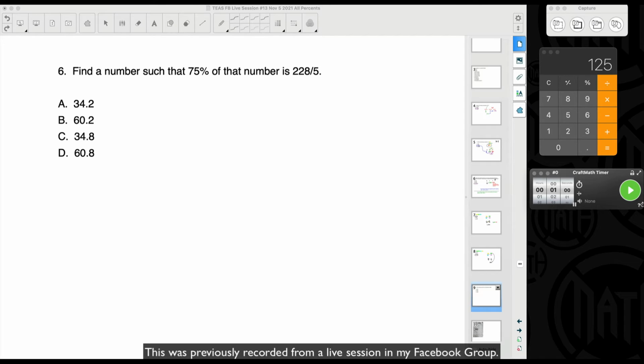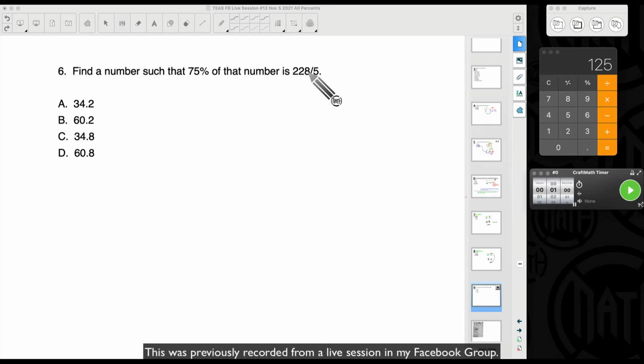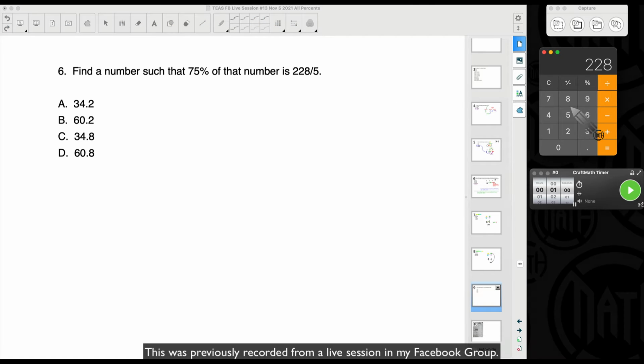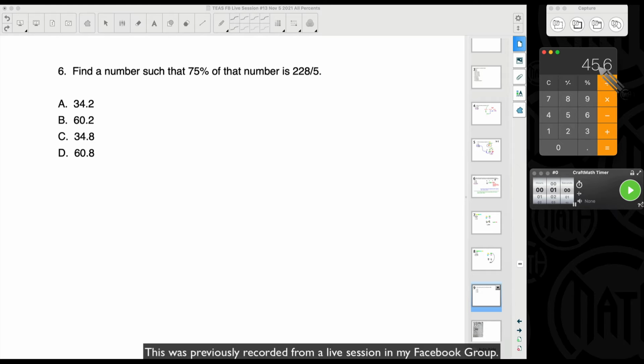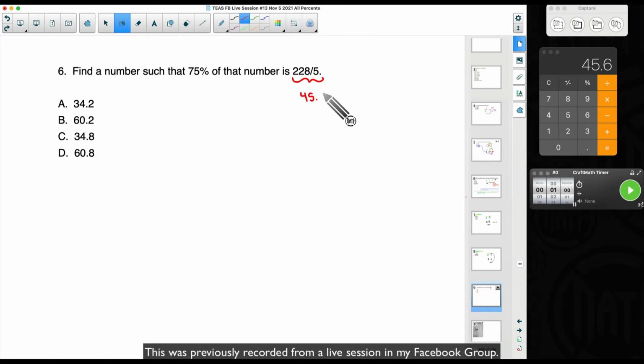It might not be those exact words. It says find a number such that 75% of that number is 228 over 5. All right, so I really want to hit home with the fractions, decimals, percents. 228 divided by 5. Let's go ahead and divide that to see if we get a nice looking decimal. That is 45.6.